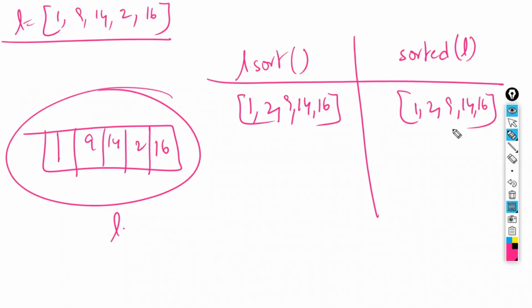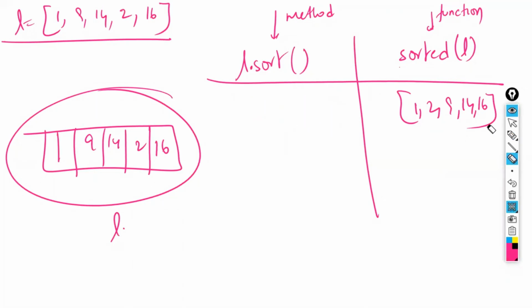That is the interview question. The answer is: this, dot sort, is called a method. This one, sorted, is called a function. This is the first difference between both of them. Sorted is not a method. Sorted is a function. Sorted is a function and sort is a method. That is difference number 1.